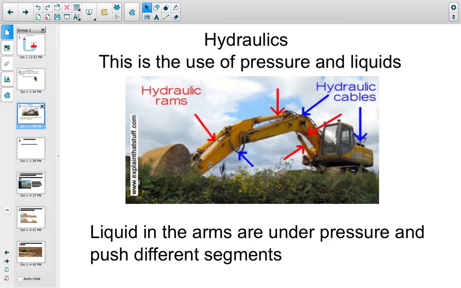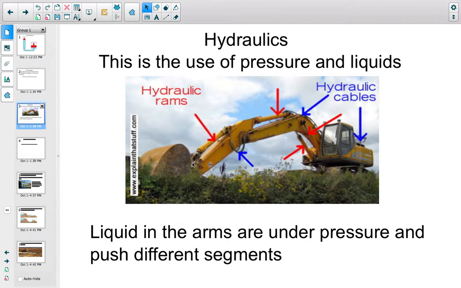A good example would be hydraulics. Hydraulics uses liquids under high pressure to move things. So a good example here would be this machinery. This machinery here, you can see these connections here, here, here, and well here. Oil or lubrication or different types of liquids are under high pressure. And to get this arm to move, different amounts of pressure are applied in different parts. And that causes the arm to bend or straighten.